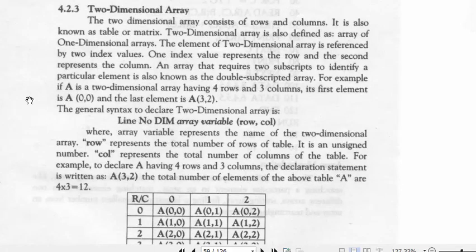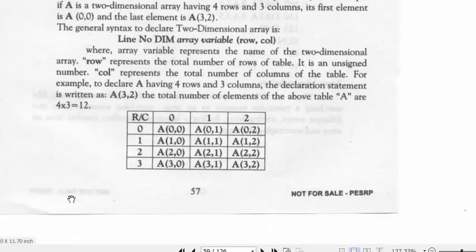For example, to declare A having 4 rows and 3 columns, the declaration statement is written as DIM A(3,2). The total number of elements of the above table A is 4 multiplied by 3, equal to 12.